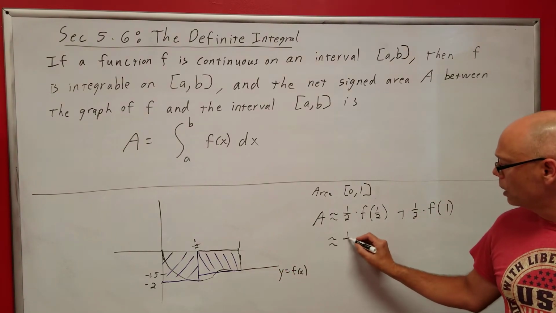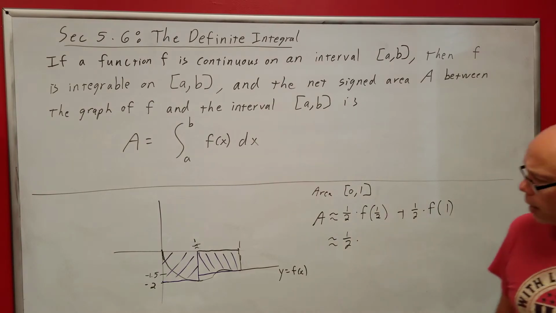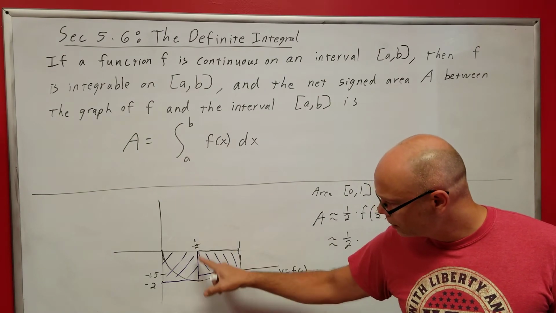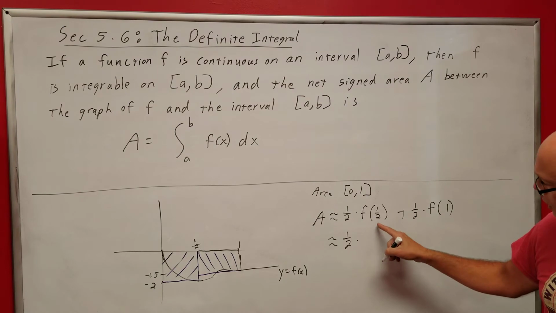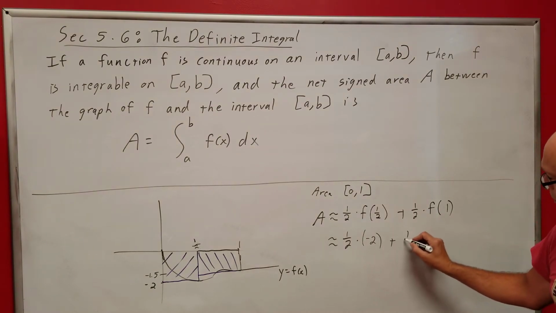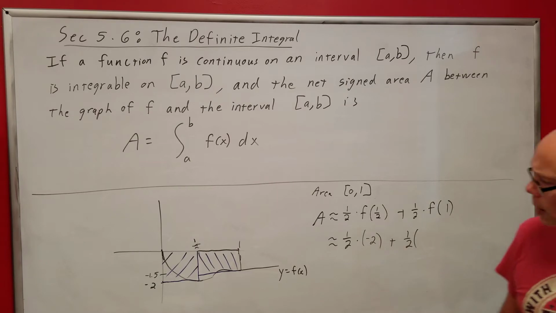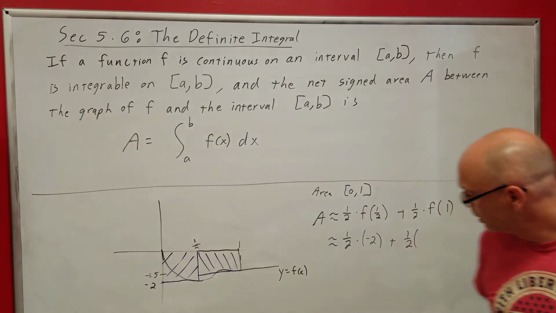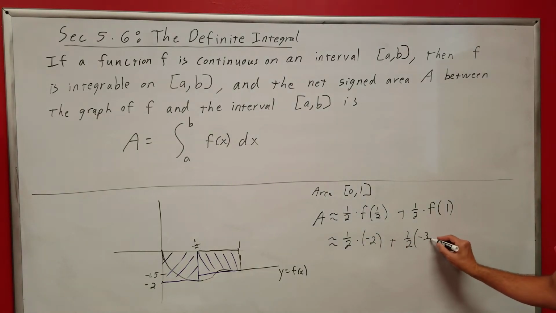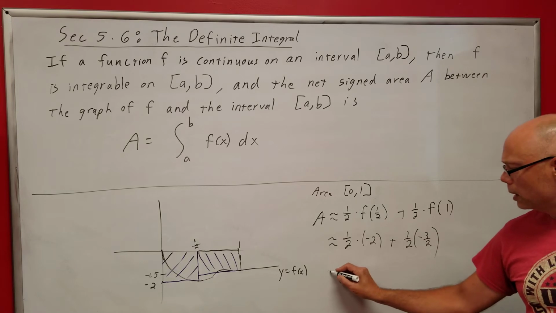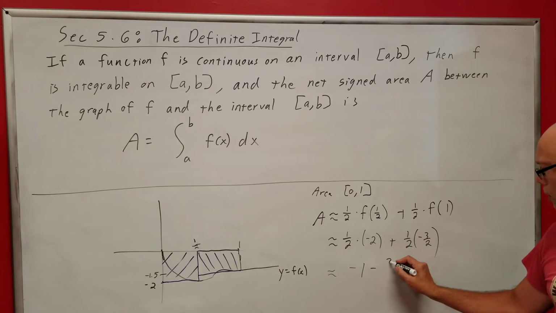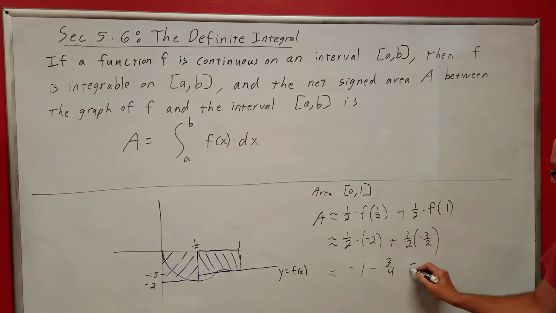All right, so that gives me 1/2 times, what's f evaluated at 1/2? My function f right here at 1/2 is what, a -2? So f at 1/2 is -2, plus 1/2 times f at 1. What is my value of my function f at 1? That's -1.5, right? Or I could say -3/2. So what happens whenever you calculate this area is you get -1 minus 3/4. So what kind of value does that give you? That gives you a negative value, right?